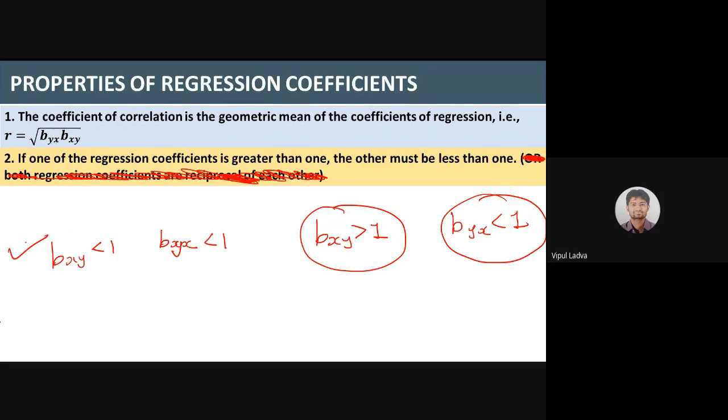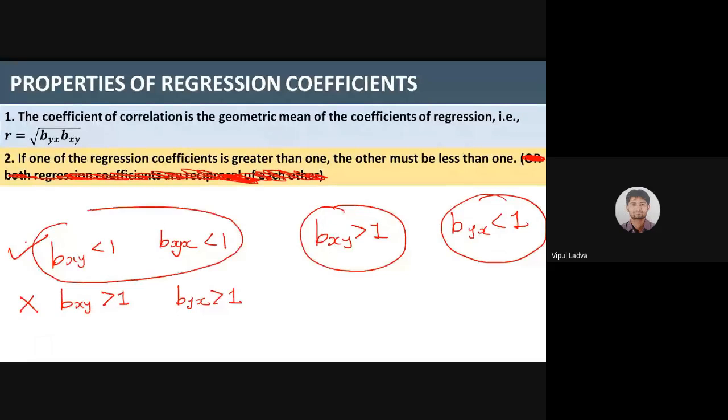This can happen. But what cannot happen? For bxy and byx, it is not possible that both regression coefficients have a value greater than 1. This is not possible. So what are the possible cases? Either one of them has a value less than 1 and the other greater than 1, or both have values less than 1, but both cannot be greater than 1. Is this clear to everyone? Am I clear with this?